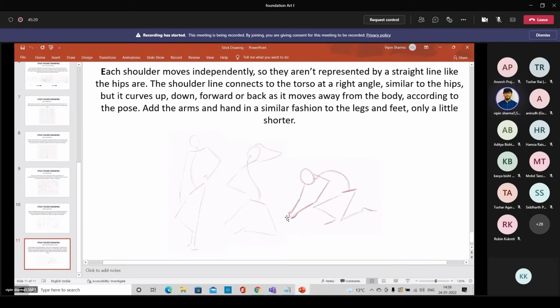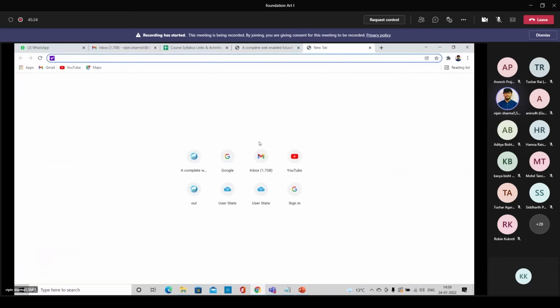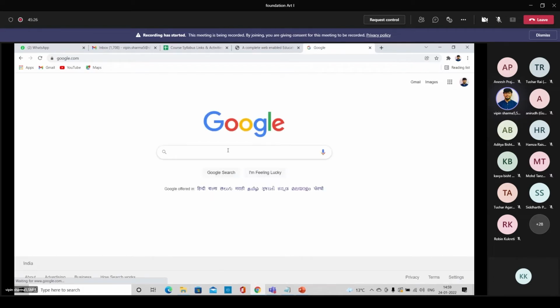Is it okay? So I will show you stick figures on internet also, if there will be possible for me. So just a minute, I will show you.